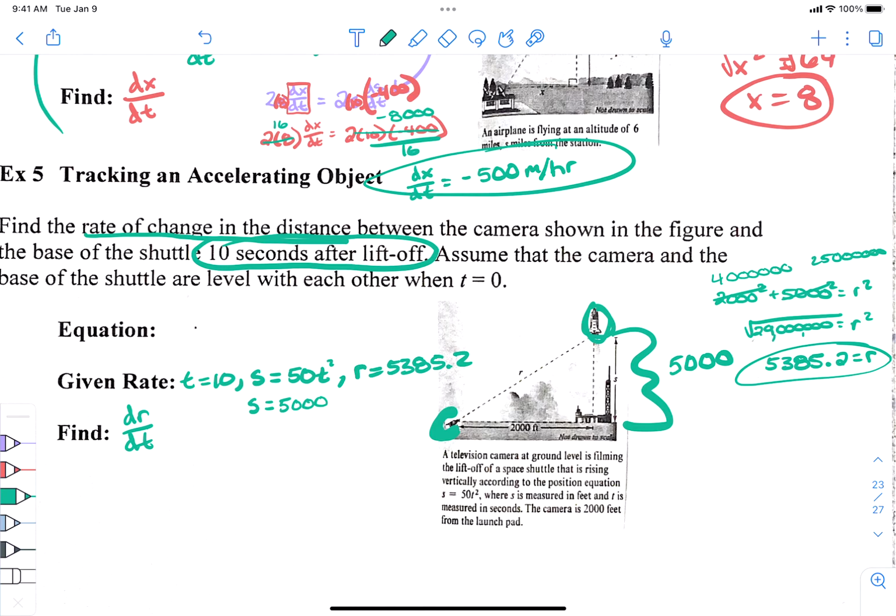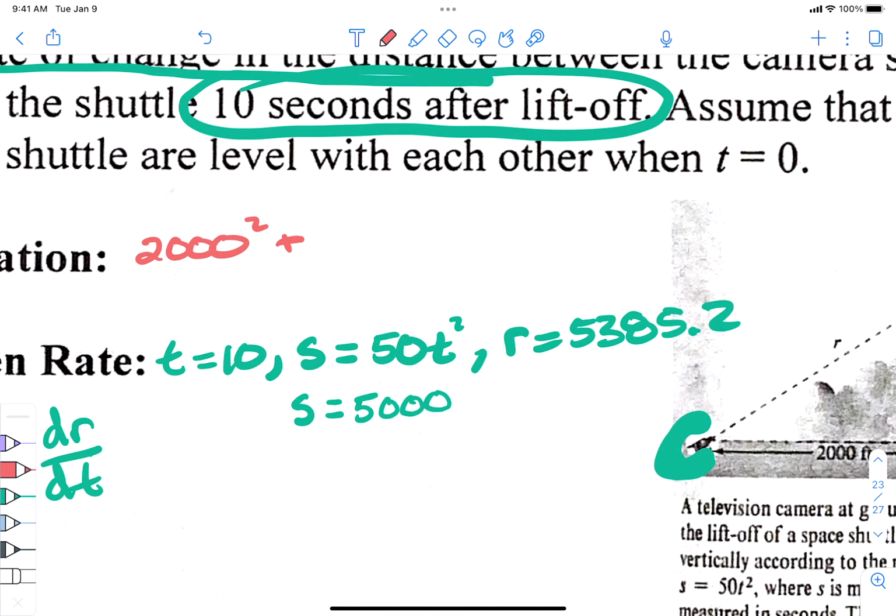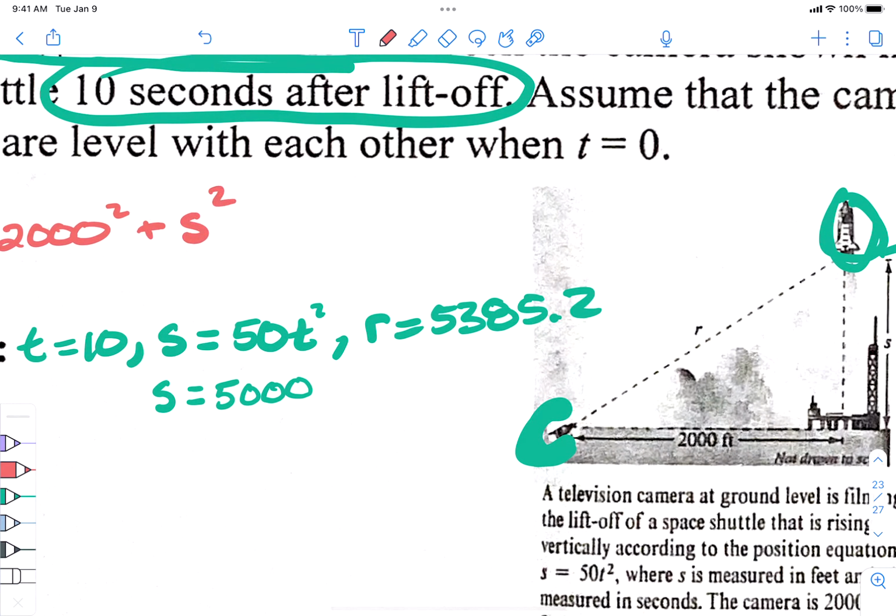What's our equation going to be? A squared plus B squared equals C squared. So what's A squared? 2,000 squared, right? Plus, are we going to use 5,000 squared or are we going to use S? So in our equation, 2,000 is staying the same. That distance between the camera and the base of the shuttle is going to stay. But S, as the shuttle moves up, is not going to stay 5,000. So that's why we have to write it as an S variable rather than plugging 5,000 in.